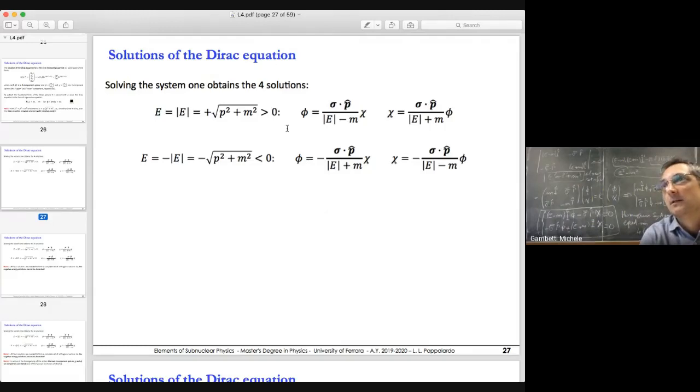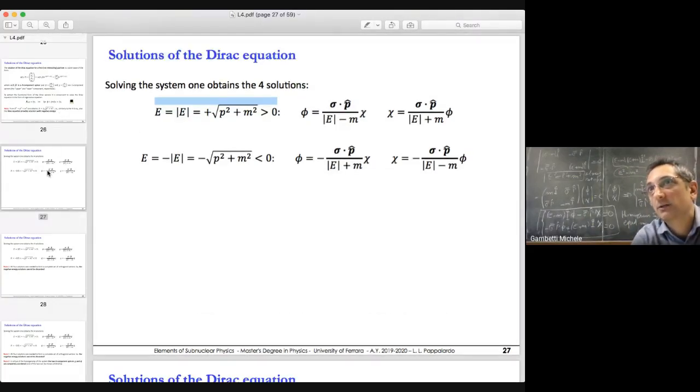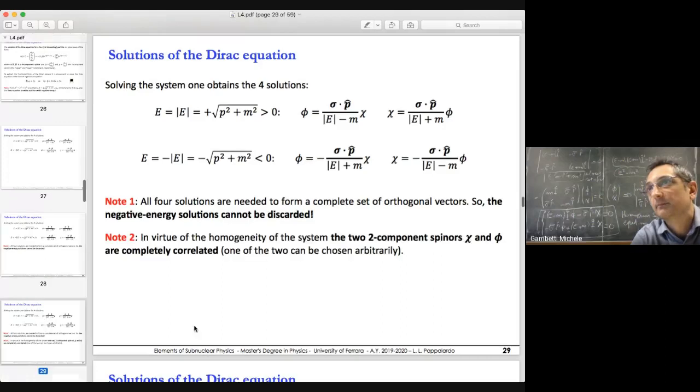Now, let's group the solutions in this way. We have two solutions corresponding to positive energy, and these are the two negative energy solutions. Now, let me also remind you that the system that we have seen before was a homogeneous system, so without constant terms. And it turns out that, by virtue of the homogeneity of the system, the two-component spinors chi and phi are completely correlated, okay?